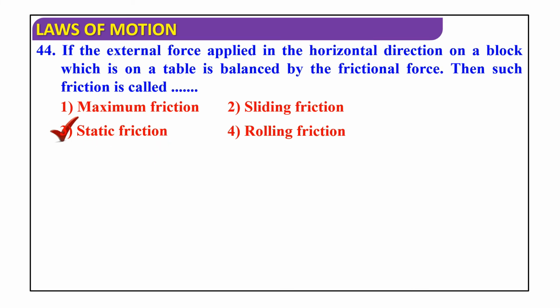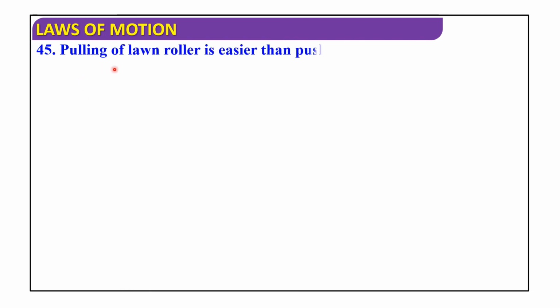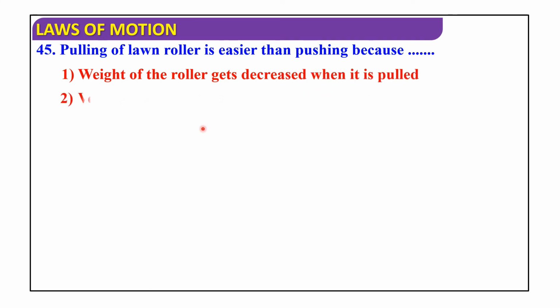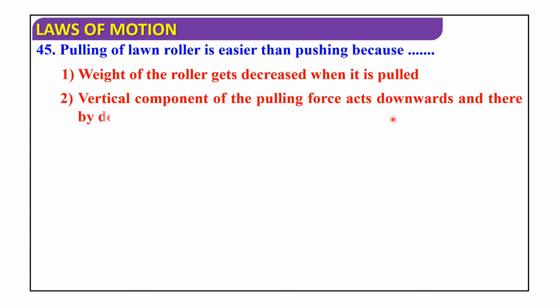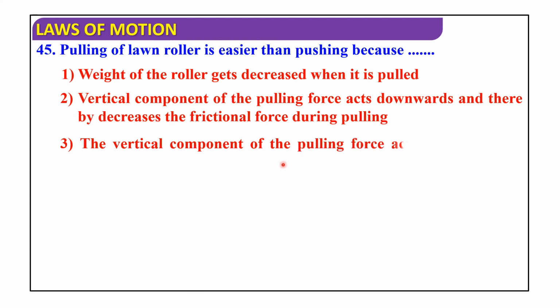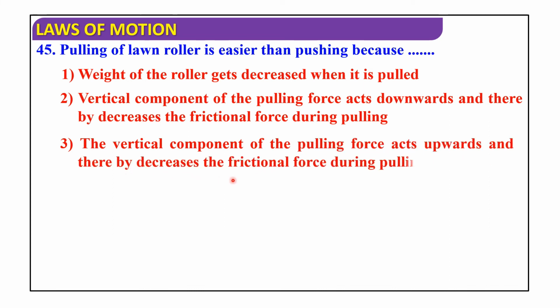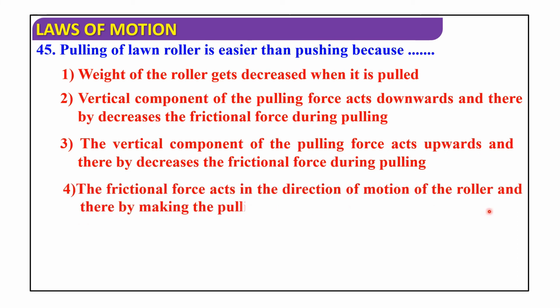Okay. Next, pulling of a lawn roller is easier than pushing because the weight of the roller gets decreased when it is pulled. The vertical component of the pulling force acts upwards, thereby decreasing the frictional force during pulling. So that's why pulling of a lawn roller is easier than pushing.